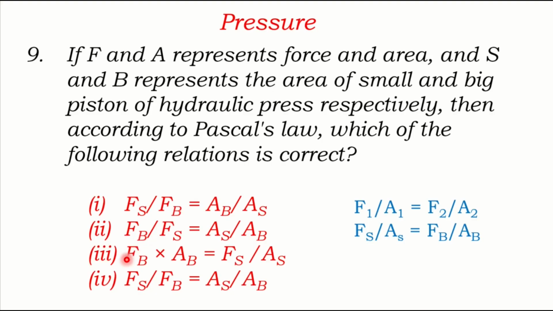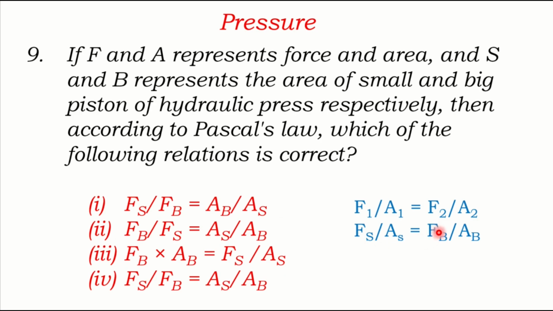Fs by As. Here it is. Fs by As equal to, but incorrect. Instead of being Fs by As equal to Fb by Ab, it is Fs into Ab. That's why third option is incorrect. And looking at all these expressions, what is seen? Force is taken on one side and area is taken on another side.